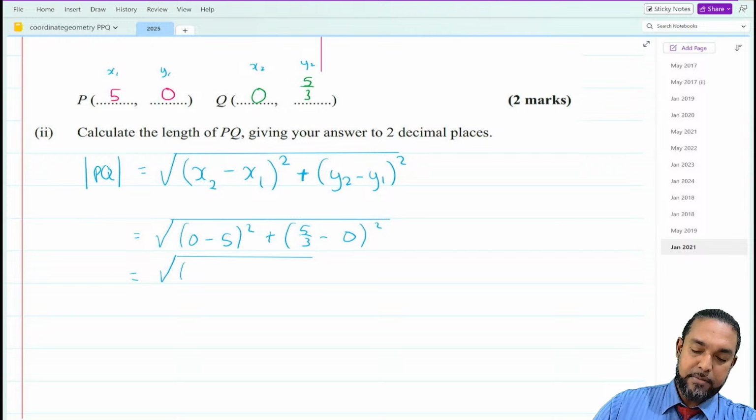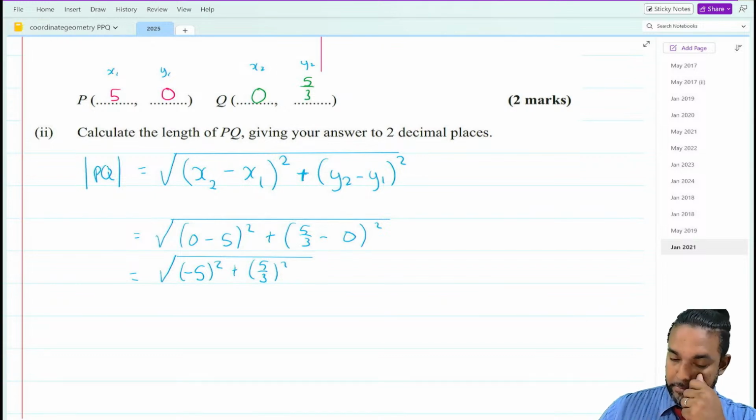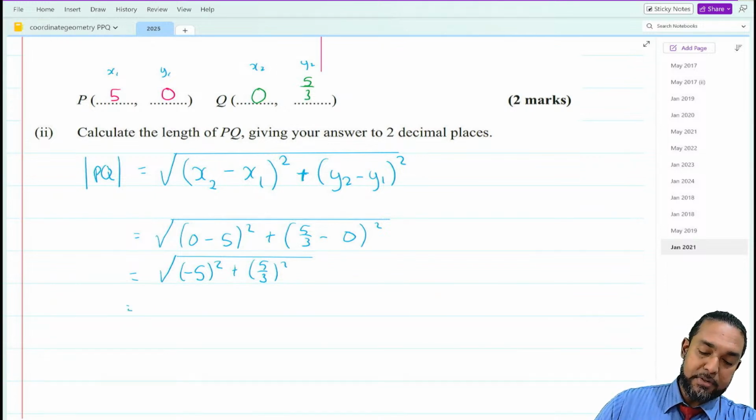All right, because then you have minus 5 squared. But when you square something, what are you actually doing? Multiplying it by itself. And whether you multiply a positive by a positive or a negative by a negative, you get back a positive. So minus 5 then squared is 25. And then that'll give us 25 over 9.